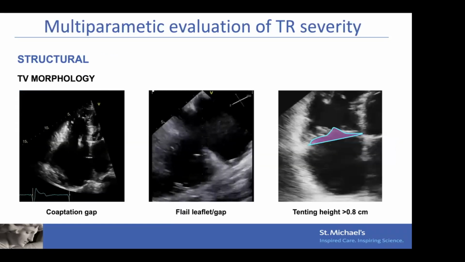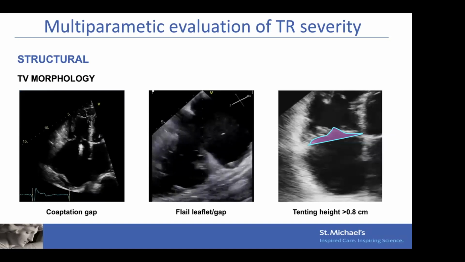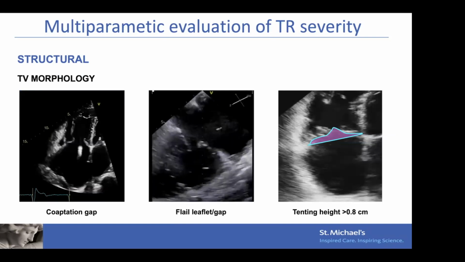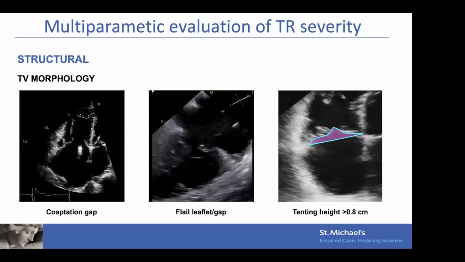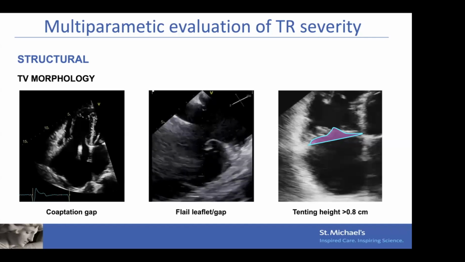Now, I've spoken to you about the mechanism and the grading of TR, but obviously the most important question as echocardiographers is how do we then evaluate, or how do we determine how severe TR actually is? And for this, the guidelines recommend a multiparametric approach, integrating different elements.